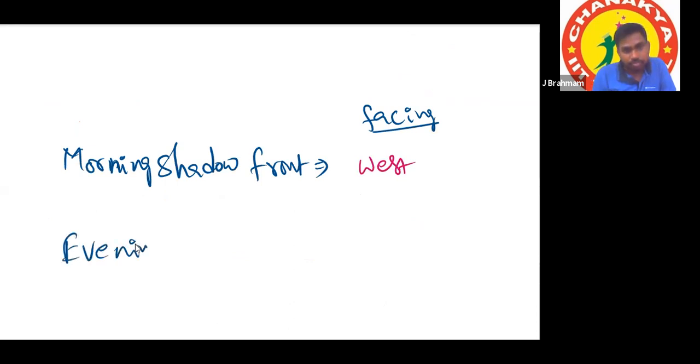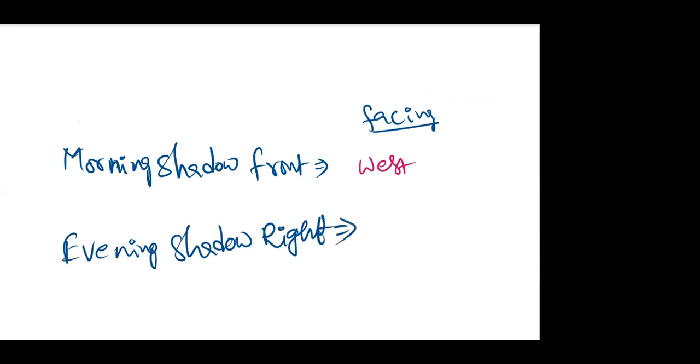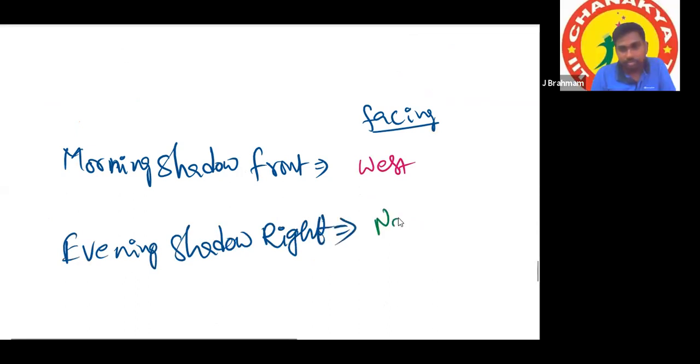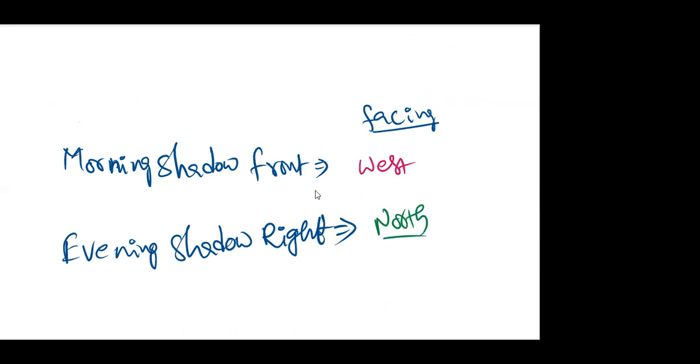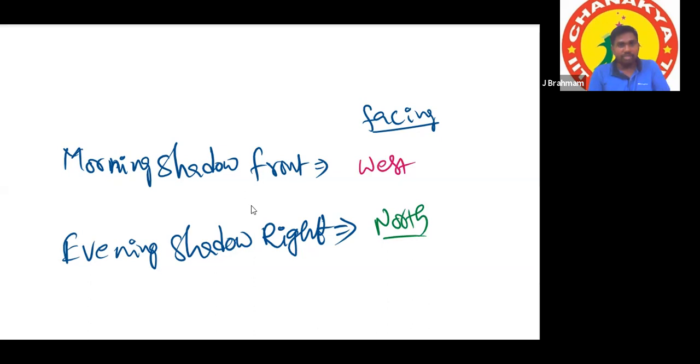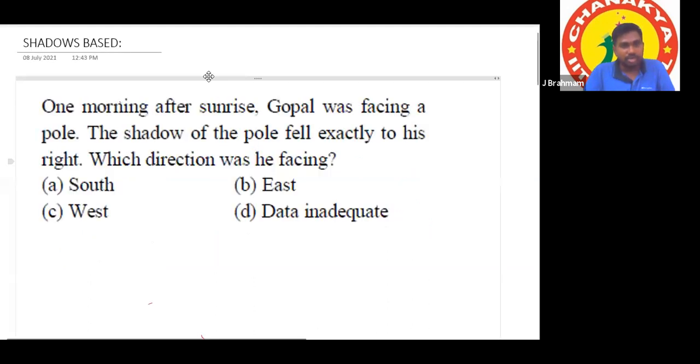Evening, shadow right. The person is facing north, correct? North. Understood this? Yes, sir. If you are clear with this, I already told you shadow-based problems we can answer without using pen and paper. So here, without doing any process, directly we are going to answer this.